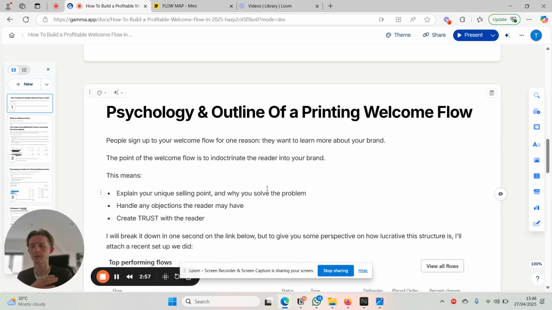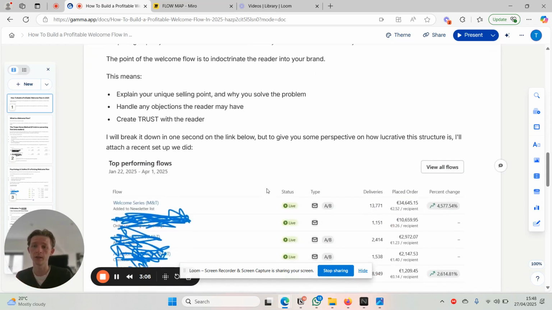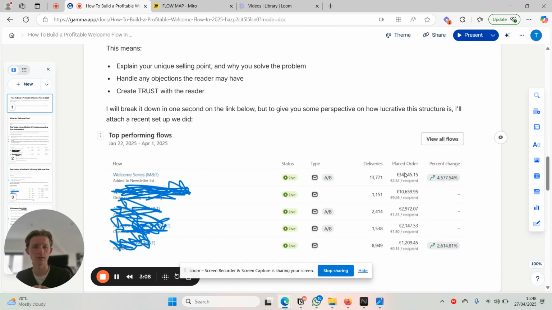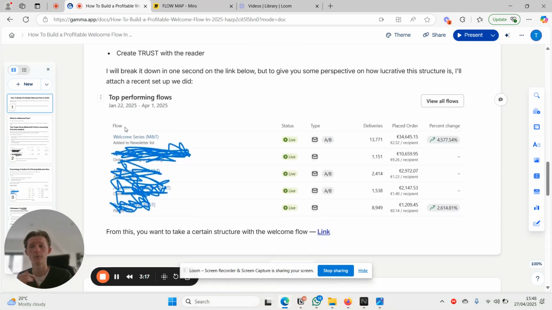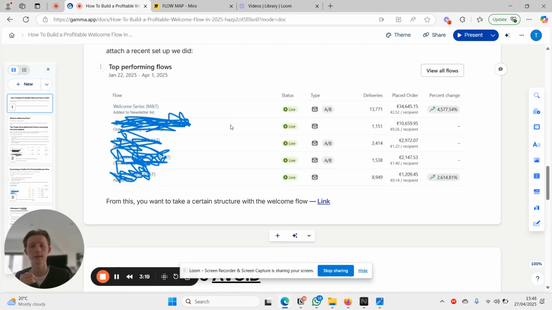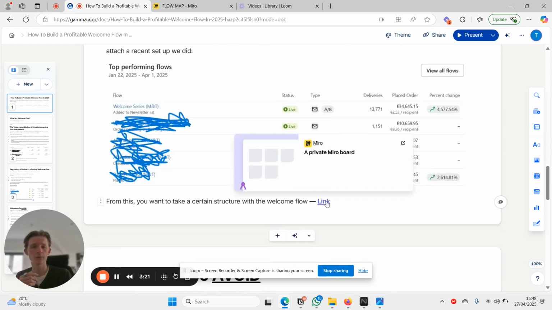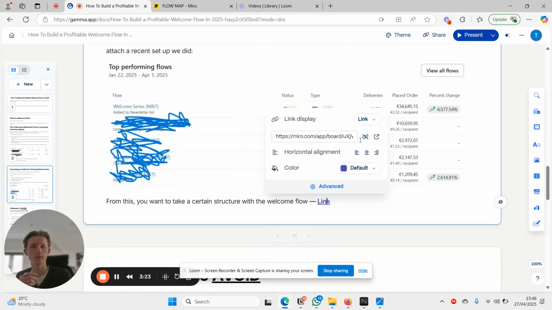In a second, I'm going to break down the exact outline of a welcome flow that we use, an audience flow, but to give you some perspective on whether the structure works or not, it's something really recently set up. As you can see, in roughly 90 days, we saw a 4,577% increase in sales from our welcome series. So as promised, we'll go through this with you now.